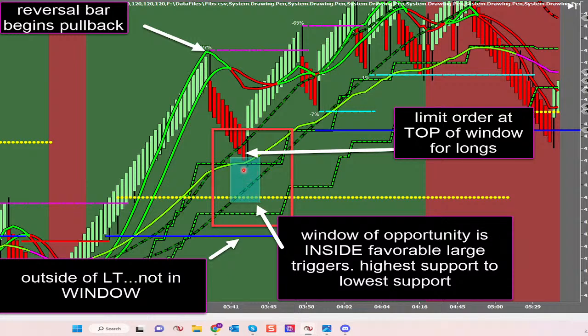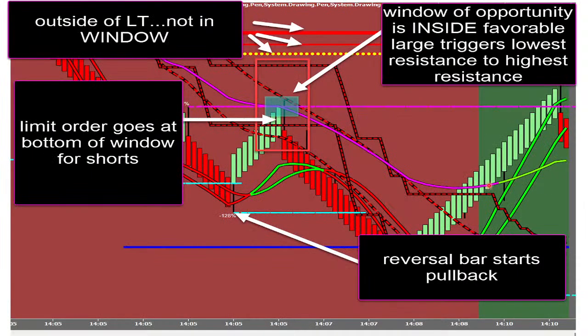So much so that you're going to develop the confidence to right-click on your chart and activate a limit order at the top of that window. Couple ticks above the highest point of support. This becomes your entry for the highest probability trend trade that you can possibly take. In a short trade, we wait for the reversal bar. The reversal bar is not the entry, but rather it signals the beginning of the pullback. At the time of the reversal bar, I look for my favorable large triggers.